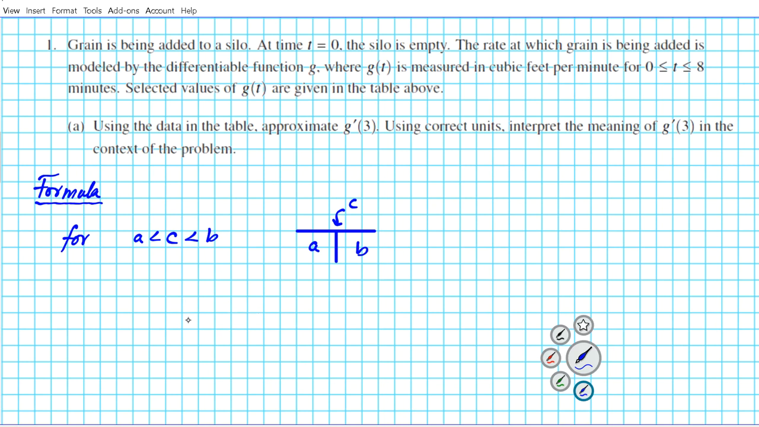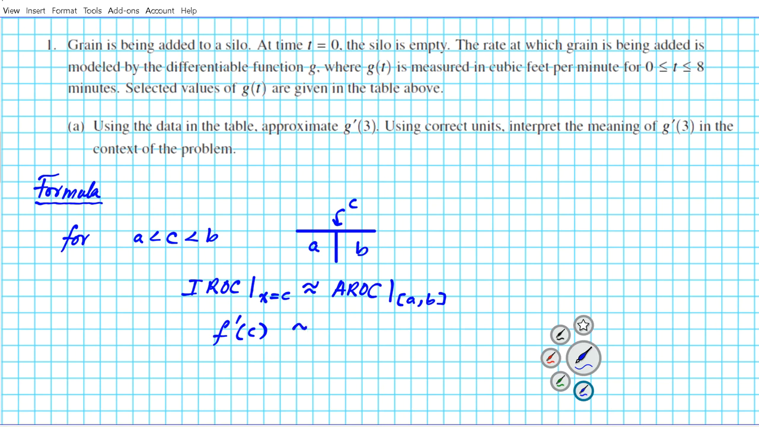The assumption here is that you have a function that's continuous and differentiable. So the instantaneous rate of change of the function at x equals c, at that c in the interior, can be approximated using the average rate of change on the interval containing c. Another way to write this is that the derivative f prime at c is the same thing as the instantaneous rate of change at c.